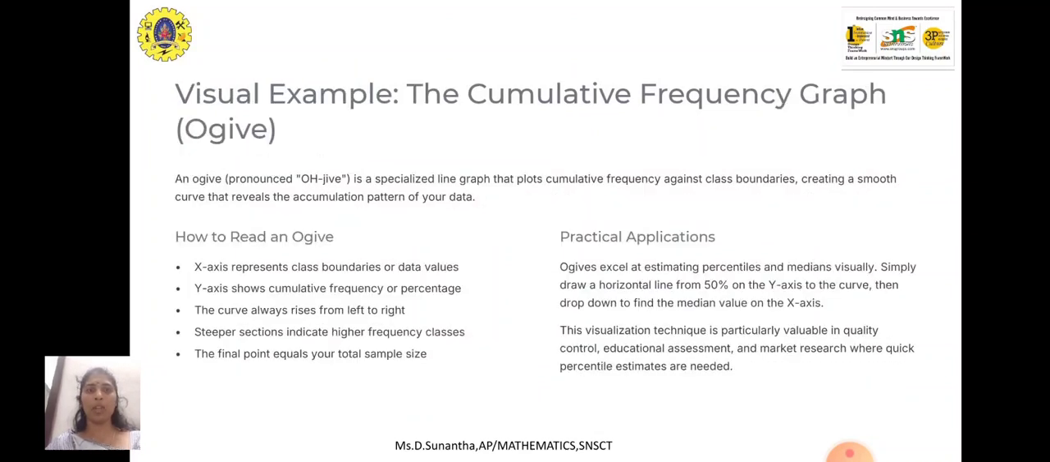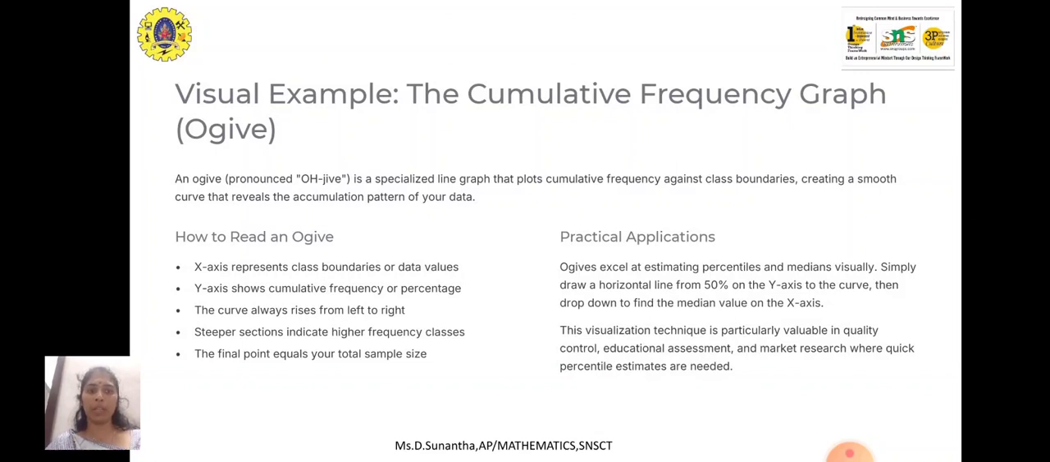The next is a visual example. So the cumulative frequency graph is otherwise called an ogive, which is pronounced as O-jive. It is a specialized line graph that plots cumulative frequency against class boundaries, creating a smooth curve that reveals the accumulation pattern of your data. So here is how to read an ogive.